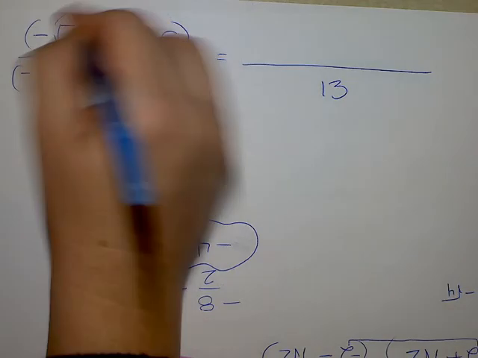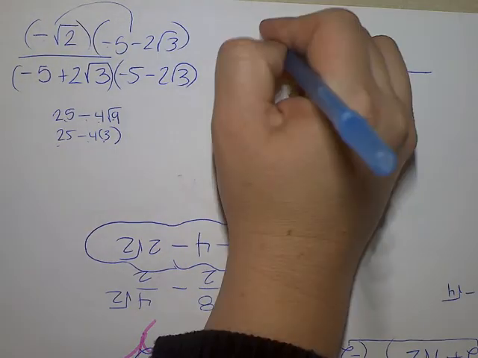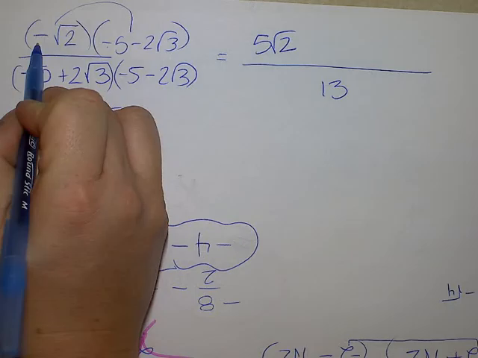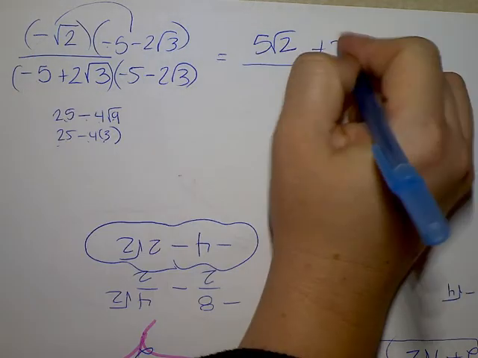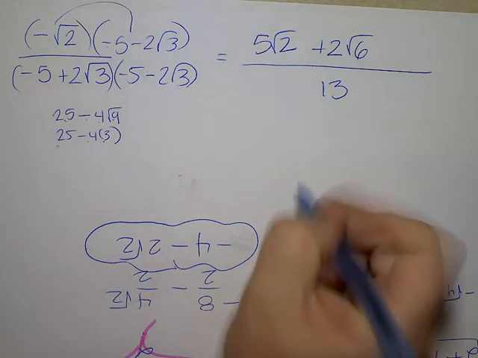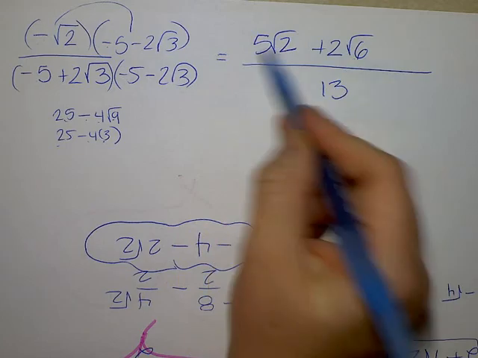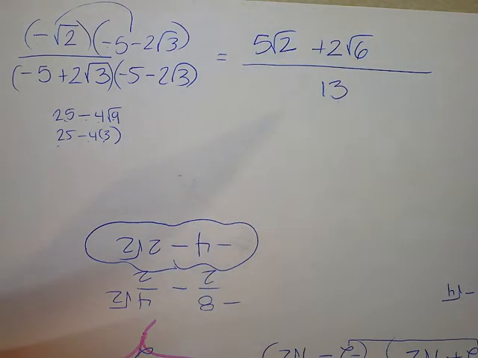I'm going to multiply. Negative 1 times 5 is 5 with the radical 2. Negative 1 times negative 2 is 2 with the radical 6. 2 and 6 cannot be reduced, and 13 and 5, or 2 and 13 does not reduce. There's your final answer.